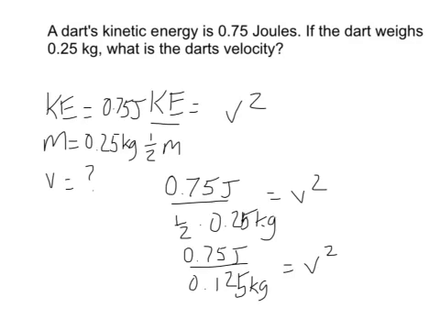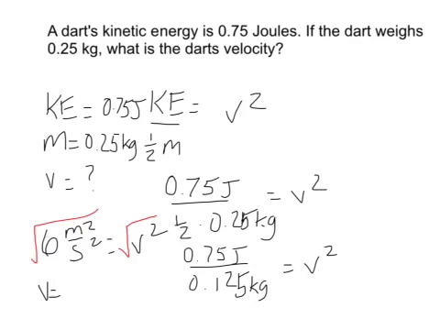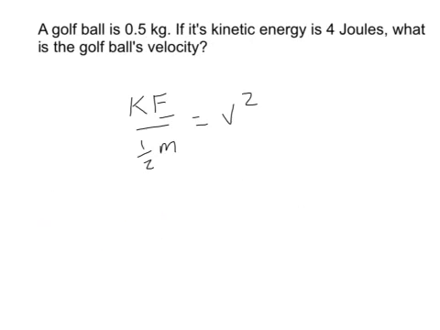So 0.75 joules divided by 0.125 kilograms would be 6 meters squared per second squared, of course, equals velocity squared. And then, remember, we've got to find the square root, and that means that the velocity equals 2.4494899734, another really long decimal, meters per second. Bullseye. This will be our third and final problem.